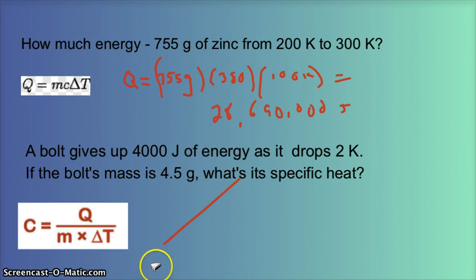Okay, now for our last one, let's find the specific heat of something. You can see I have C already down here because I know that's what we have to find. A bolt, this is a vanadium bolt, not a lightning bolt, gives up 4,000 joules of energy as it drops 2 degrees Kelvin, or 2 Kelvin. If a bolt's mass is 4.5 grams, what's its specific heat? So you can see we are trying to find specific heat. What is Q? It's the energy, and you can see that this energy is up here. The energy, you may remember, is measured in joules.